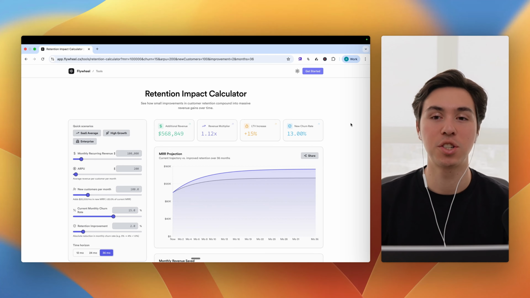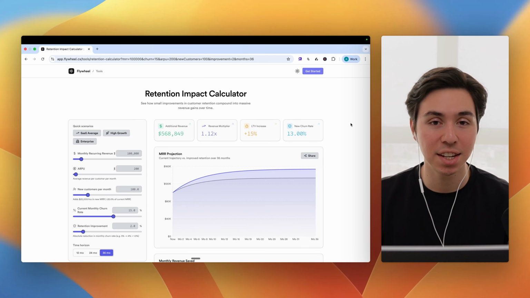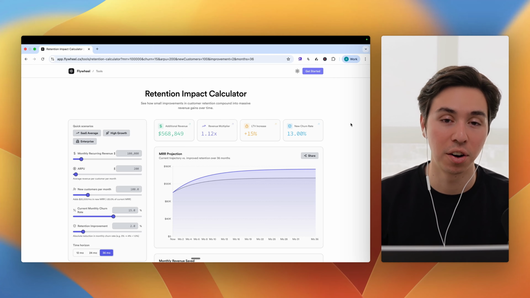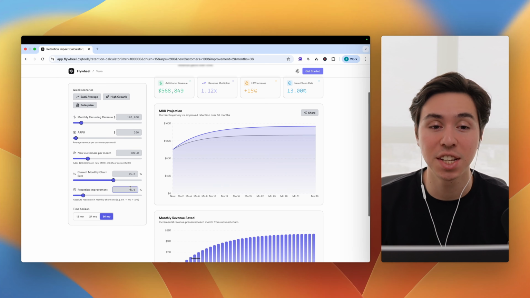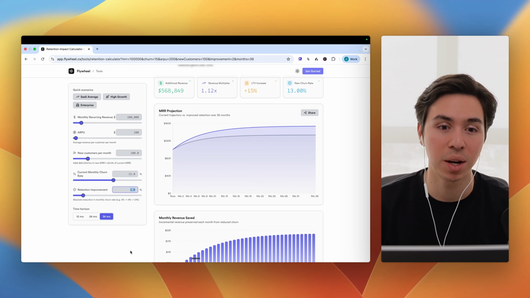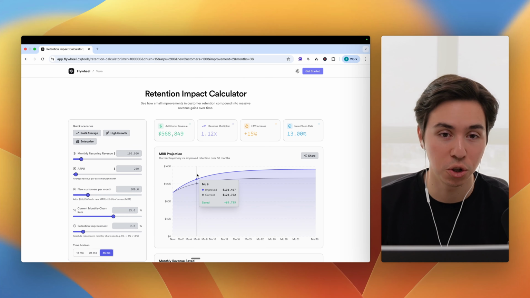Okay. So I just want to show this so that you can see the actual churn effect on your business, and how just decreasing it by very, very small amounts can lead to huge gains.